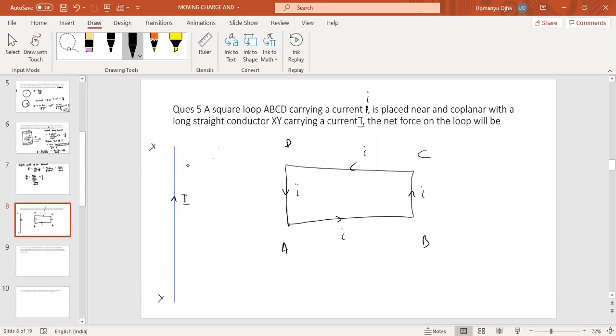Okay, can you solve this problem? Let us suppose the distance between this wire and this loop is L by 2 and this length is L. The square loop has length L and the distance from this wire to this loop is L by 2.